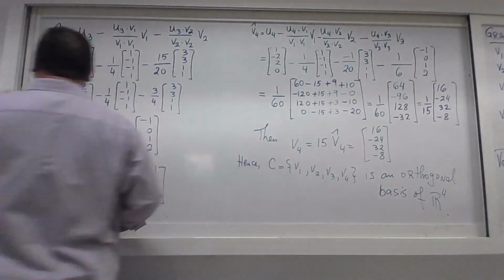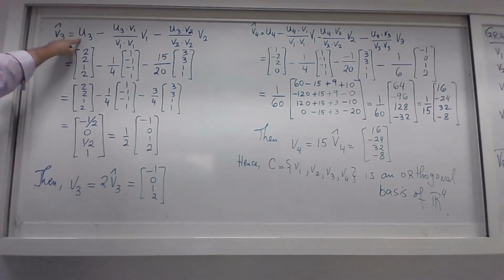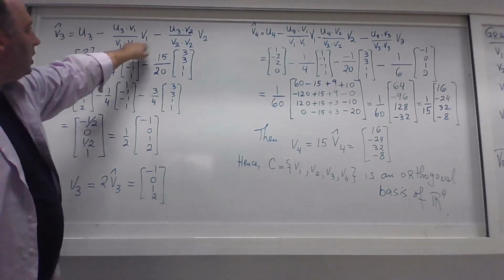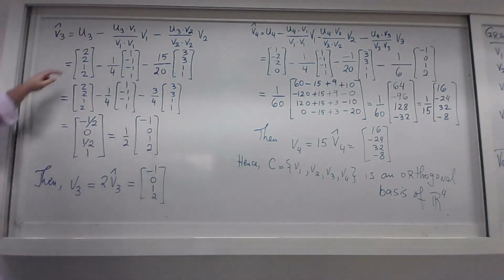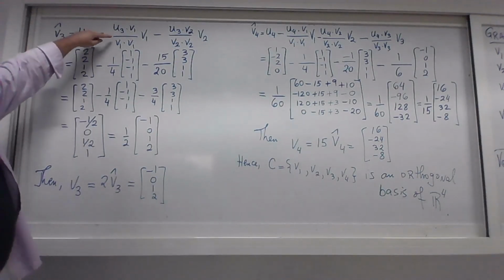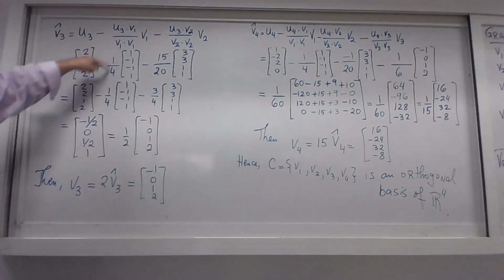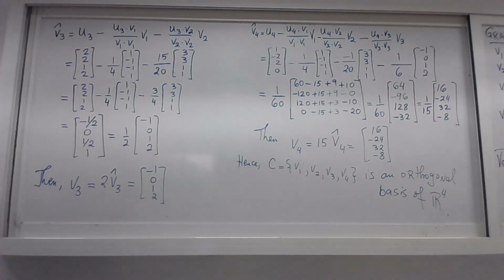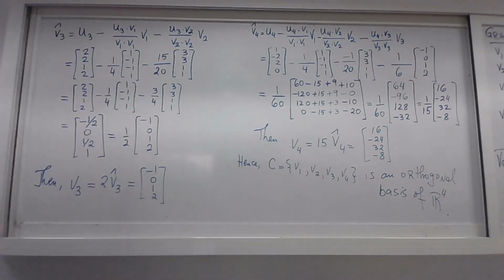So now v3, again I'm putting a hat here because probably I'm going to get some fractions. So I use my Gram-Schmidt procedure for v3 as usual. So u3 minus projection of u3 on v1 minus projection of u3 on v2. So I need to compute all these dot products. So I copy u3, dot product u3 v1, you can compute it, it gives you 1. v1 v1, we already computed it is 4. Dot product u3 v2, you compute it gives you 15. And v2 v2 gives you 20.